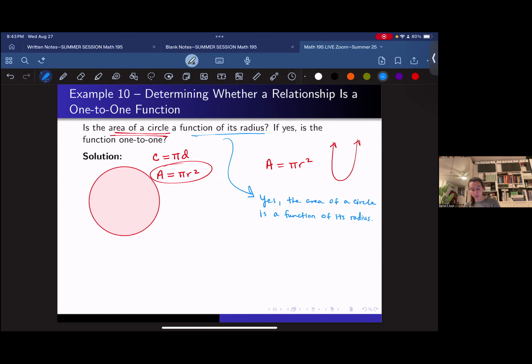And then the second part of the question asks, is it a one-to-one function? And so you might immediately say no, because looking at this parabola, it fails the horizontal line test. But we're talking about circles here. And the radius in any circle is always positive.